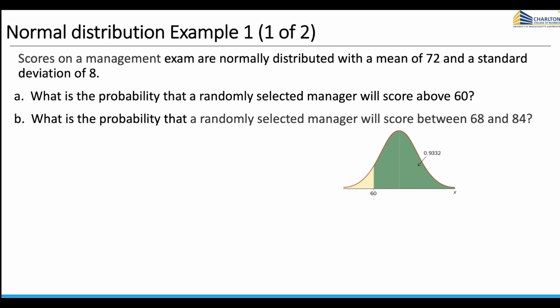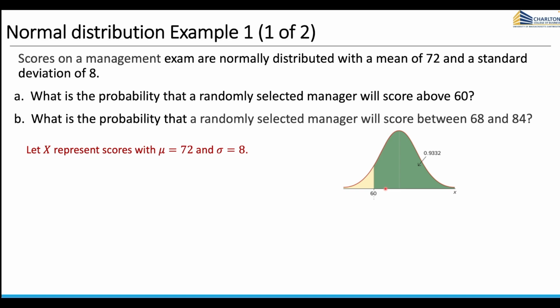Let's look at this example. Scores on a management exam are normally distributed with a mean of 72 and a standard deviation of 8. We are looking at the probability that a randomly selected manager will score above 60. So we have a normal distribution with a mean of 72 and a standard deviation of 8, and we are basically looking at this green area for that probability.